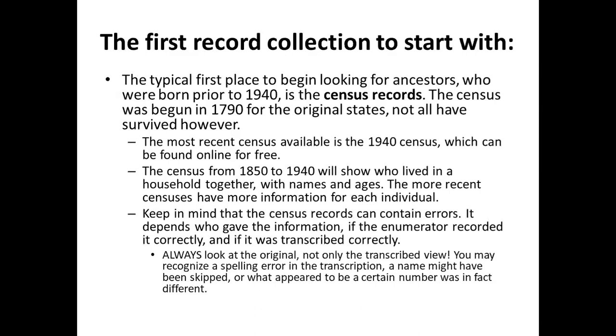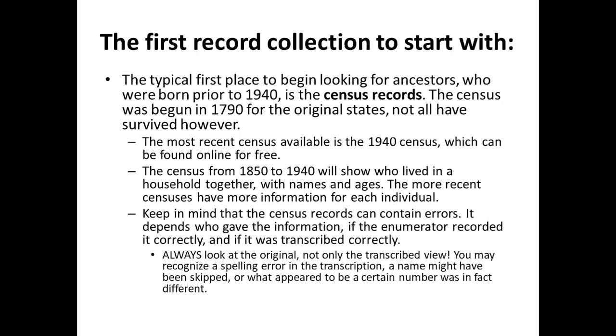The first record collection you want to start with, typically the first place most people start, is the census records. So you want to try to find an ancestor who was born prior to the 1940 census. And again, census were begun in 1790 for the original states. Not all have survived. So the 1940 census is the most recent census to have been released. This can be found for free online at many different sites.